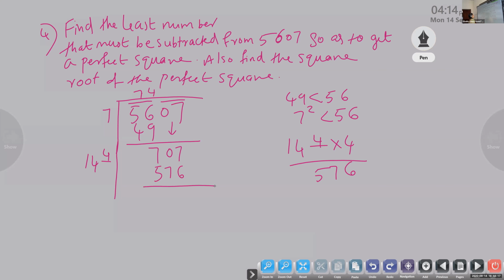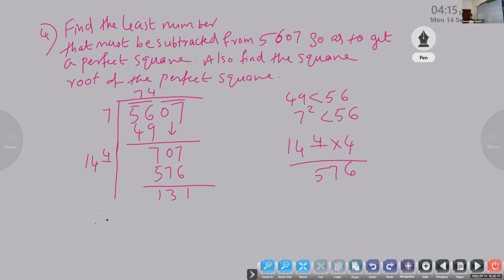4 into 144 is 576. Subtract. Remainder is 131. If it is a square number, we will get a remainder 0. But here we are getting a remainder 131. So when we subtract this 131 from 5,607, we will get a perfect square number.